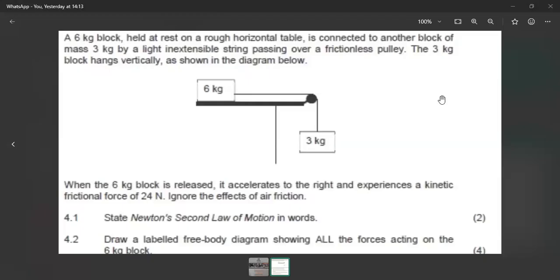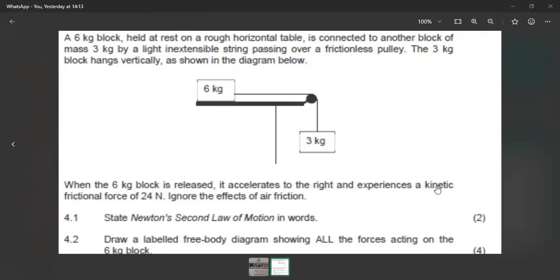So let's say you are seated peacefully in the exam, minding your own business, and they decide to ask you a situation like this. It says a 6 kg block held at rest on a rough horizontal table is connected to another block of mass 3 kg by a light, inextensible string passing over a frictionless pulley. The 3 kg block hangs vertically, as shown in the diagram below.